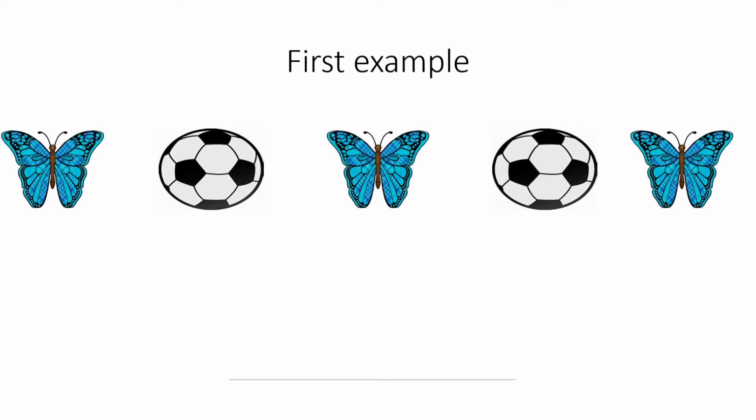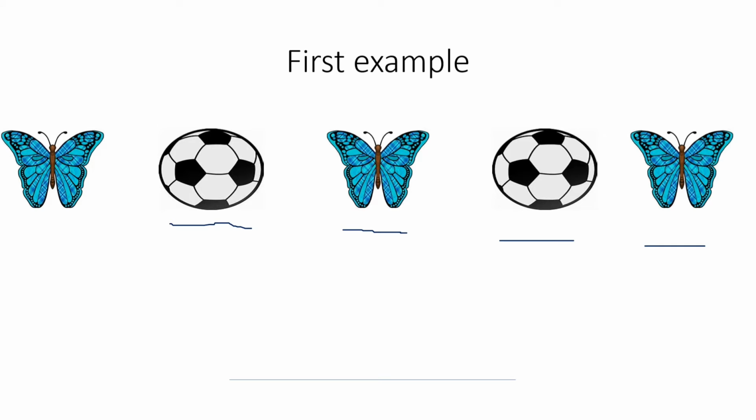So let's look at our first object. We have a butterfly, and next to our butterfly we have a football. Next to our football we have a butterfly again, and next to our butterfly we have a football, and after our football we have a butterfly again. Now if we watch this pattern closely, we can see that we have two things repeating themselves. We have the butterfly repeating itself, and we have the football repeating itself.